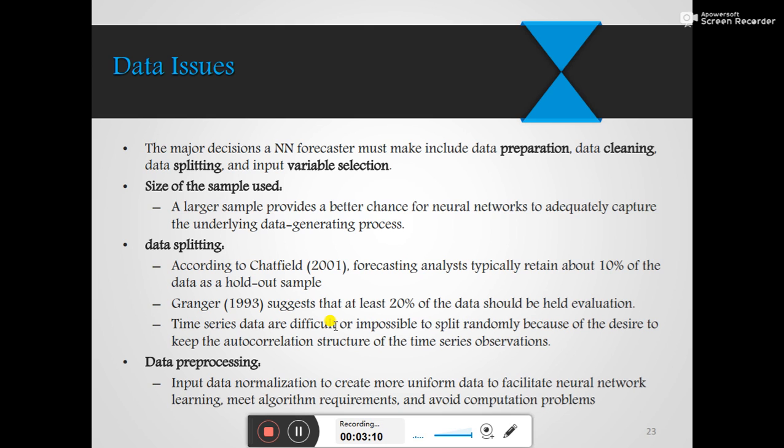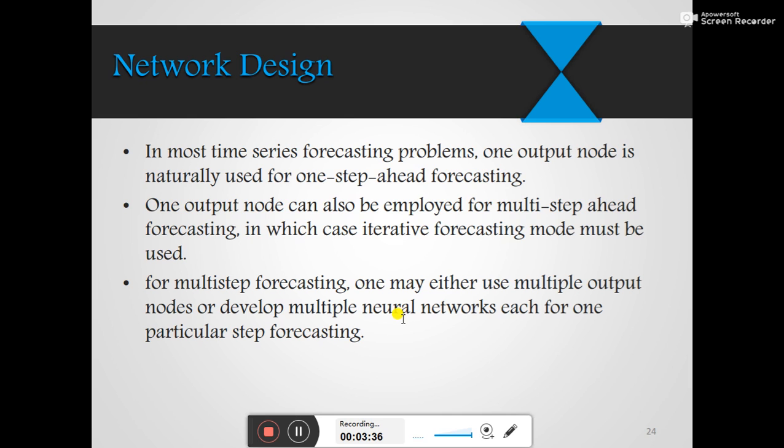Data pre-processing: input data normalization to create more uniform data to facilitate neural network learning, meet algorithm requirements, and avoid computation problems. So you need to provide good data pre-processing steps. Input data normalization creates more uniform data so that you can facilitate neural network learning, meet algorithm requirements, and avoid computation problems. So next one is about network design.